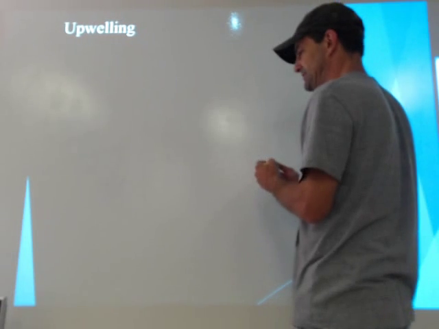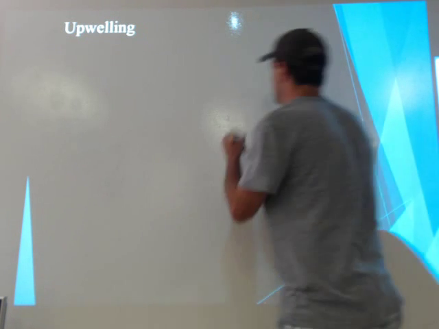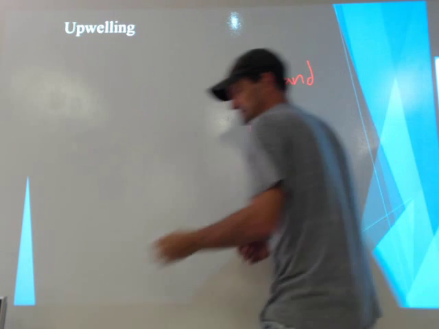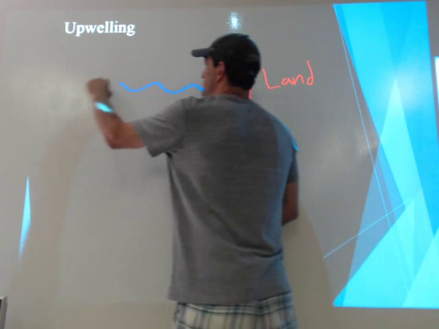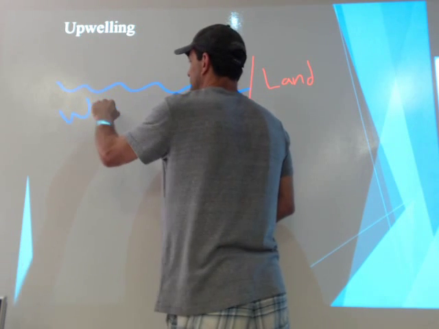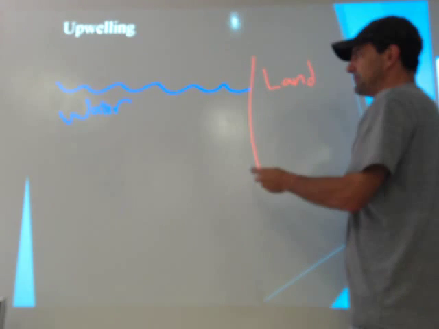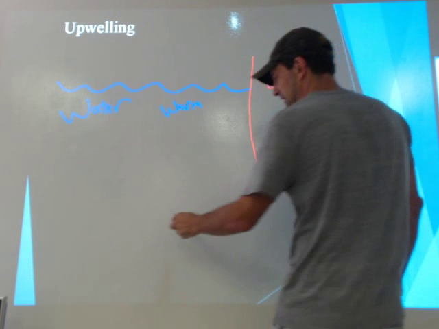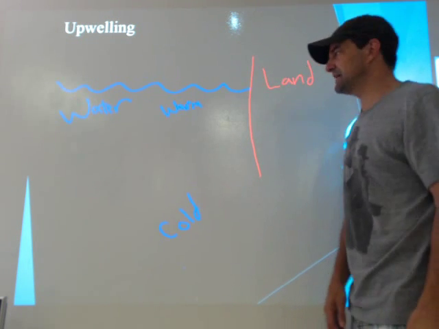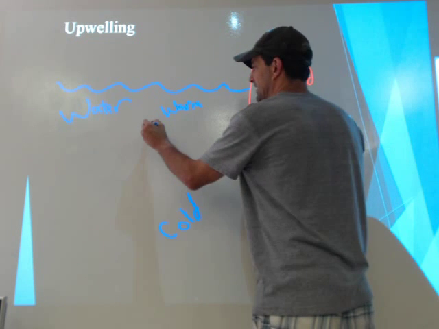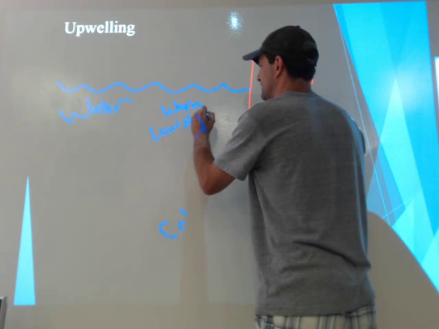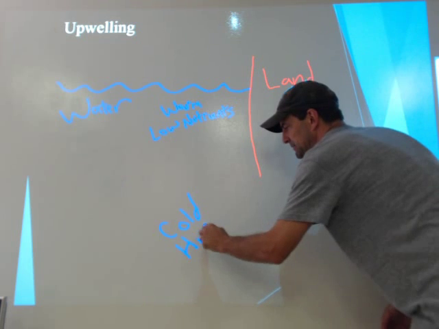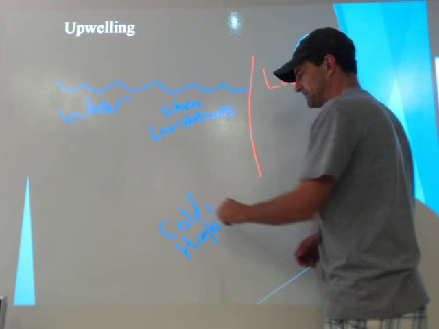Okay, so now let's imagine we have our land here. So we're going to do a cross section. We have our land here, and then we have our water here. And so what happens is the surface water, where it gets a lot of light, tends to be warm, and then the deeper water tends to be cold. We typically have low nutrients in the surface waters, and remember, we typically have high nutrients in the deeper waters, and they're cold.